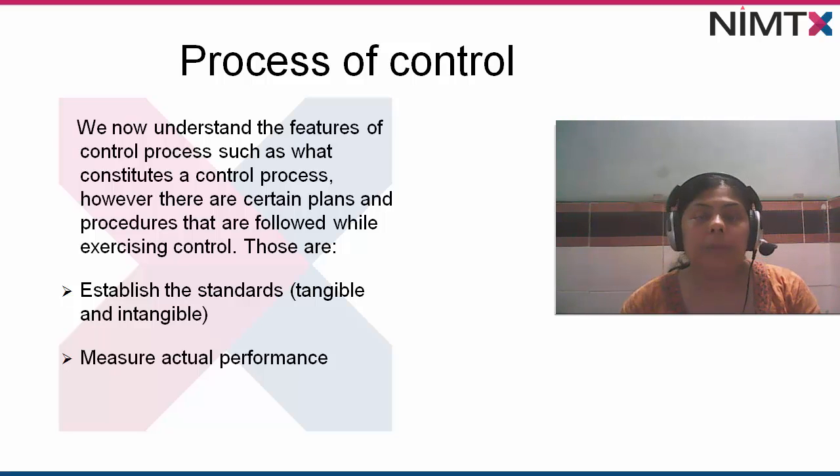Okay, what happens in control? We understand the features of control process, such as what constitutes a control process. However, there are certain plans and procedures that are followed while exercising control. Those are: establish the standards, tangible and intangible. Establishing standards is a criteria against which results are measured.